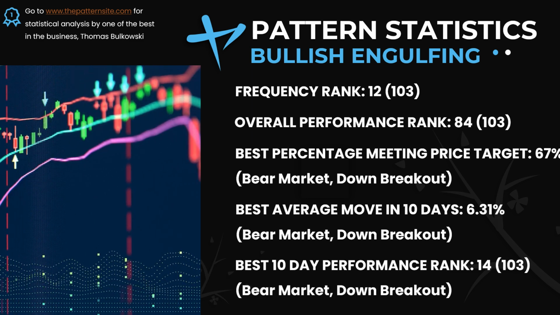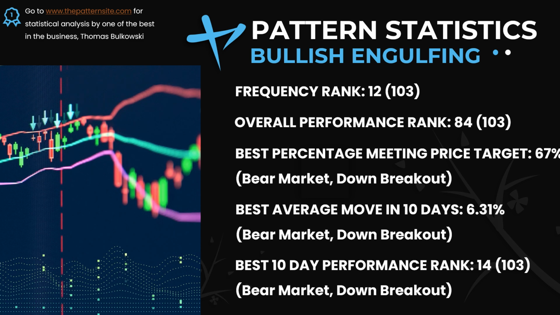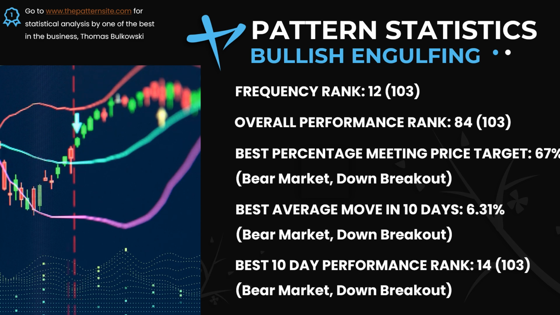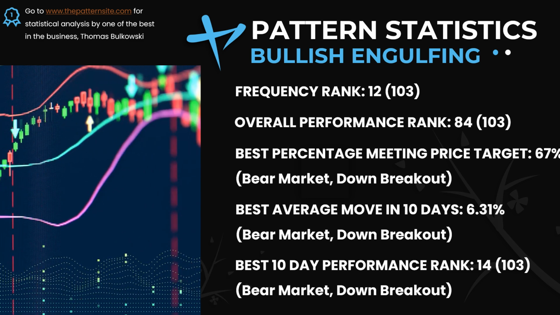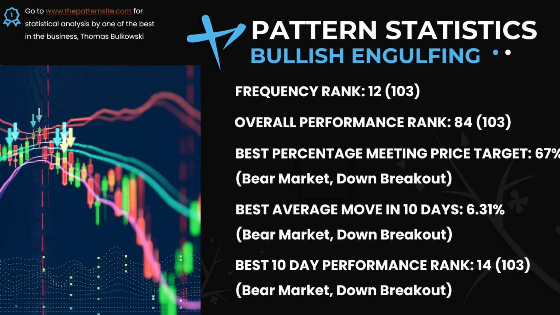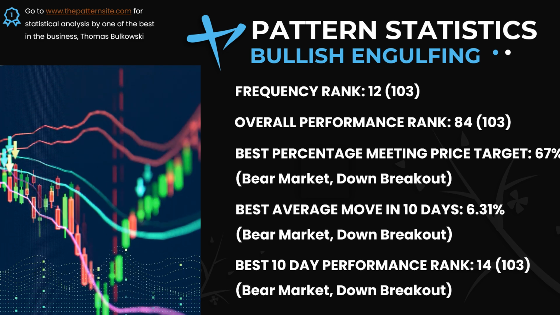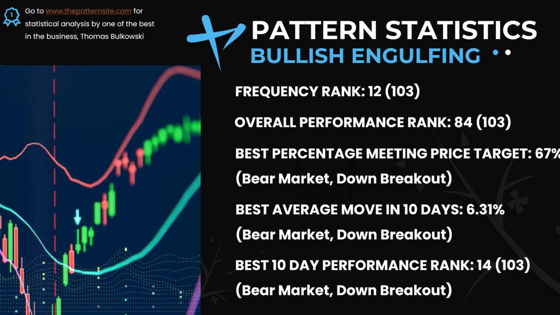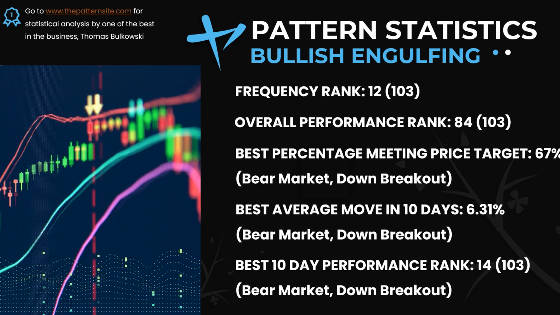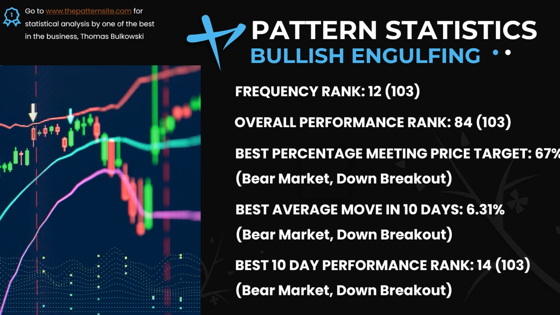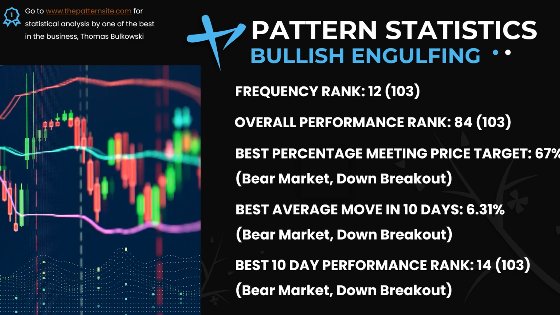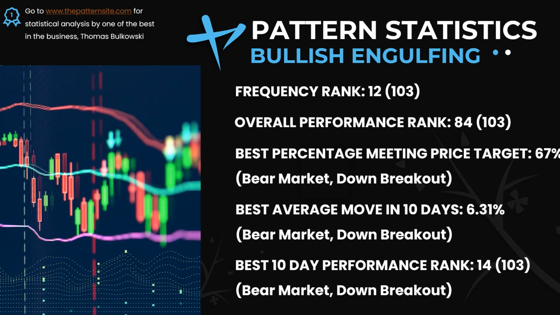How about you guys? So the best 10-day performance rank is 14. That's high. And the reason is because it can reach its target 67% of the time. It's got a high percentage return in that down market scenario of 6%. So it gives it a pretty good rank there, 14 out of 103. But there it is, in a bear market down breakout. Now, folks, you're going to see these, and you have seen these as I go through the series, the scenario best to use each pattern. That's right. There's 100 trades done with each pattern in up markets, sideways markets, and down markets. That's why you're seeing these things in parentheses.